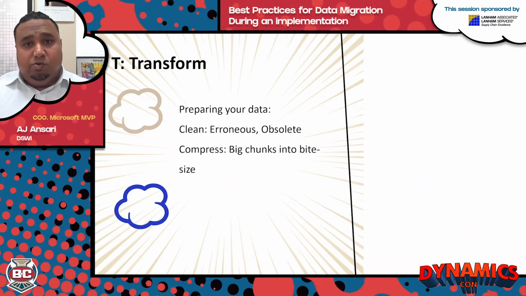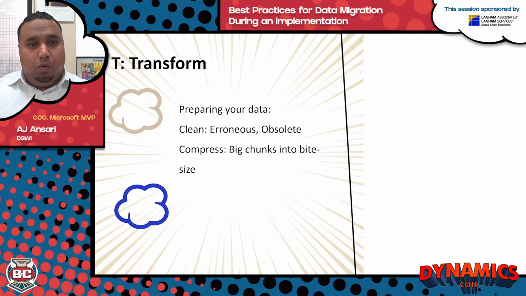What we're also going to do in transform is compress, right? So what we want to do is take chunks of data that you have and put them into bite size.